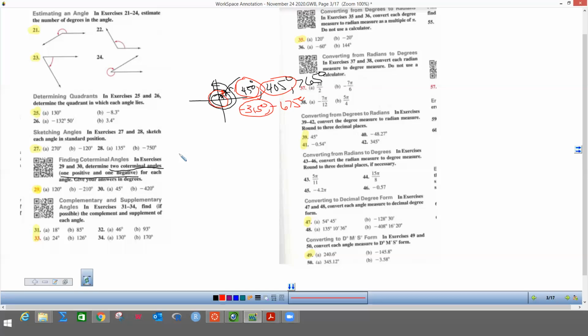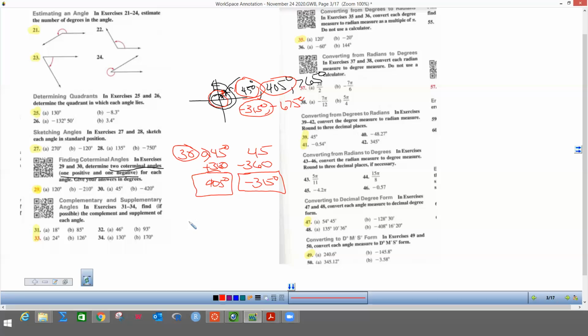So I accidentally already did 30A. So 30A says 45 degrees. So to get a positive coterminal, I add 360. So 405 would be the positive coterminal because 360 goes around once. And then if I wanted the coterminal negative, I would subtract 360 from that angle, and that would be negative 315 degrees. So when you have one positive and one negative, there should be a negative in front of the negative one. So those are coterminal to 45.